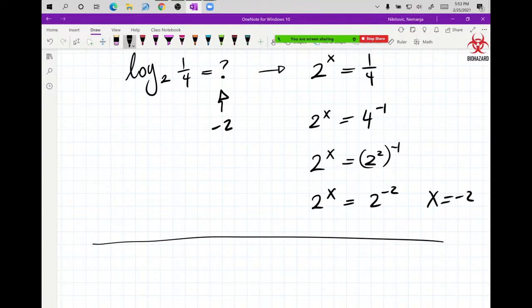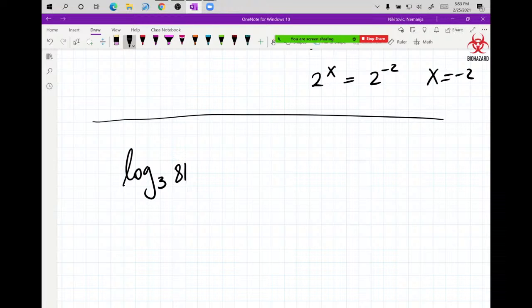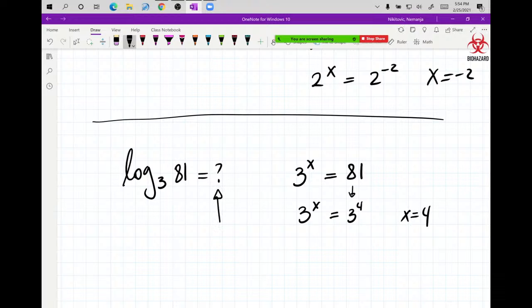Let's take a look at another log. Log base 3 of, I don't know, 81 is equal to what? Well, 3 to what is 81? 3 to x is equal to 81 can be written as 3 to the 4th. X is 4, so that's a 4 right there. Nice.